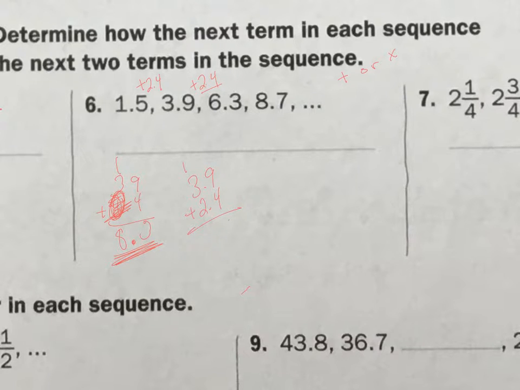9 plus 4 is 13. Bring my decimal down. 3 plus 2 is 5, plus 1 is 6.3, which is right there. And then if I add another 2.4 to 6.3, that gets 7. Bring my decimal down. 8.7, which is right there.